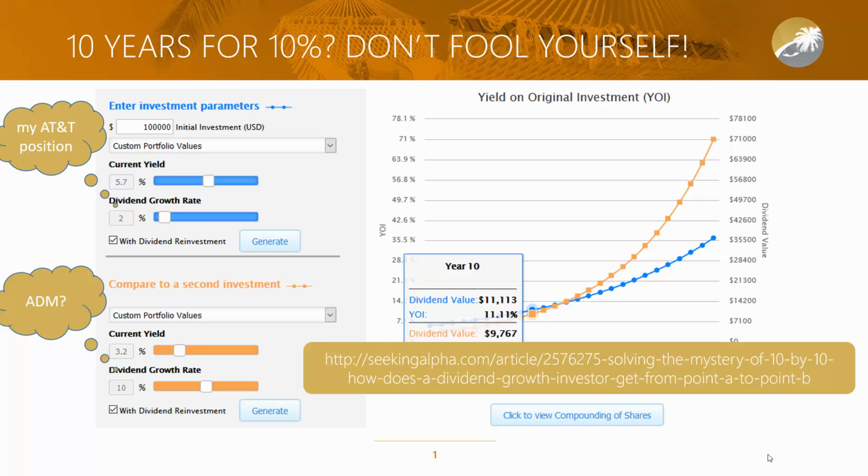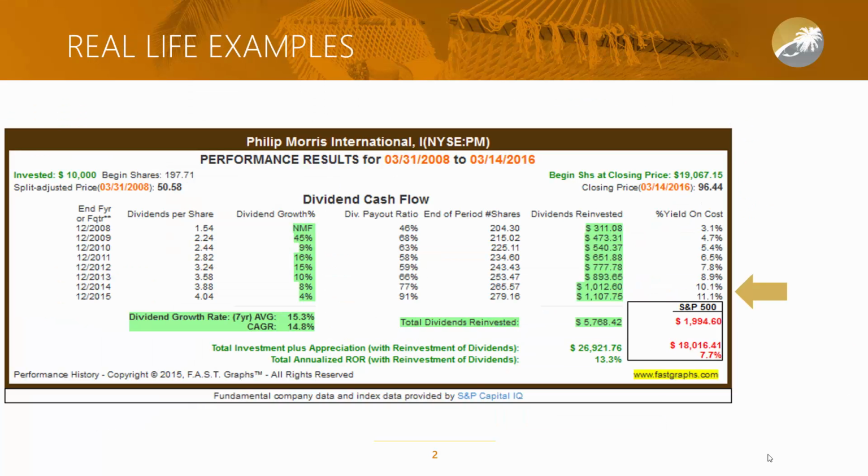I highly recommend that you read this article about achieving the 10% yield on cost level, and now I want to show you some real examples, because playing with a calculator is easy, but I am ready to come up with some really convincing data. I created this at fastgraphs.com. You can check out their free trial if you wish.